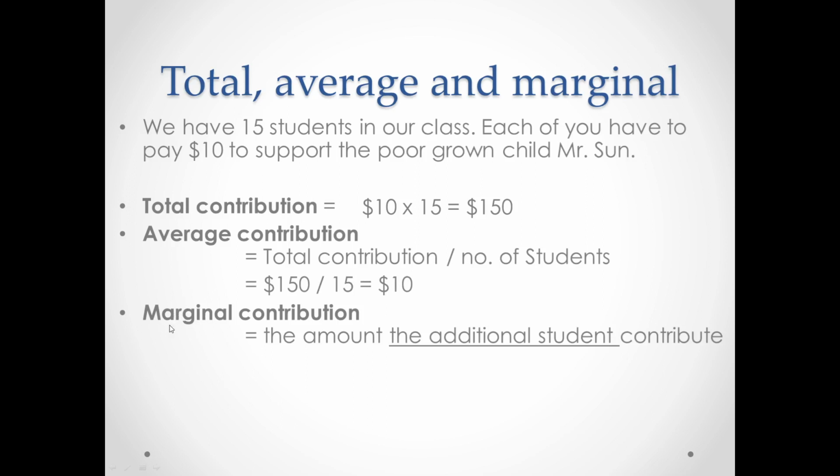All right. But once again we go back to something we are not so familiar with, and which is marginal, the concept of marginal. Basically, it is the amount the additional student contributes. So when there's an additional student contributing money for Mr. Sun, what is going to be the amount? When there's an extra student contributing, what is the extra amount? It's going to be 10, right? After the second student contributes $10, another student contributes $10 again. That's the marginal contribution that we are looking at.